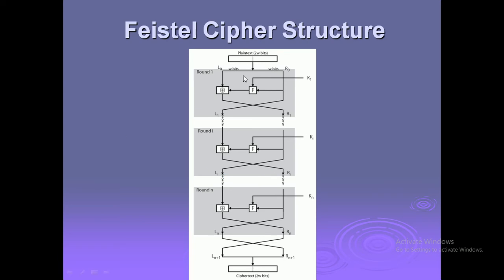Here the plain text is 2w bits in length, and this is divided into two parts, the left part and the right part. This is round one. Round one consists of the XOR of the left half bits and a round function, and the key is used in the round function, and the right half is input to the round function. There are a total of n rounds, and the last round is swapped, and we get a ciphertext of 2w bits.